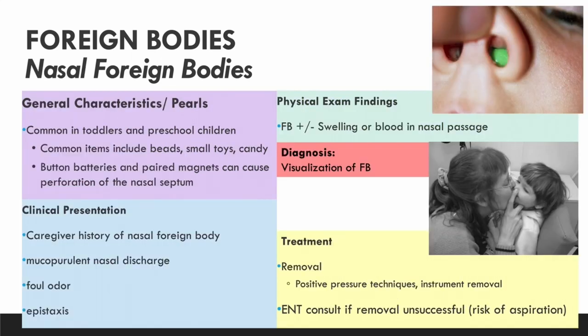Nasal foreign bodies, on the other hand, are true emergencies because there is a risk for aspiration. The back of the nose is connected to the throat, which is connected to the lungs. So we want to make sure to remove these objects ASAP to prevent aspiration. Again, just like the other foreign bodies, it's more common in toddlers and preschool children. They get things and they explore them and they stick them in places they don't belong.